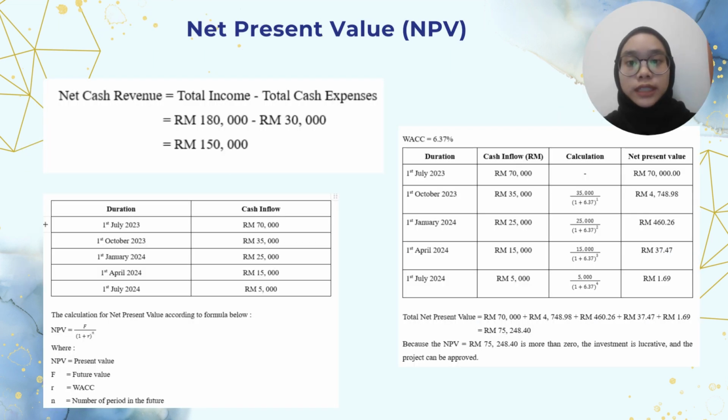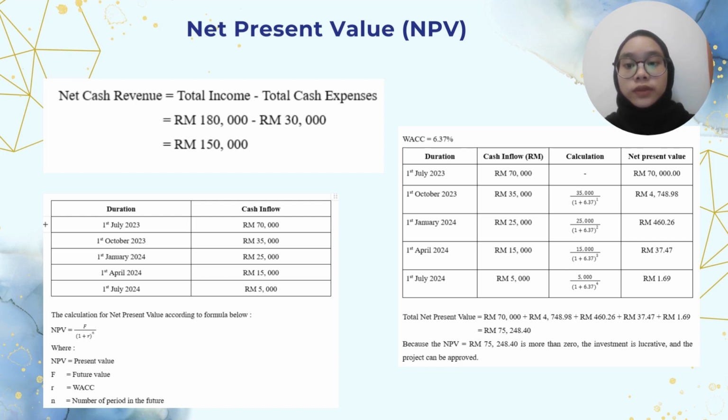After that, we have to calculate the net present value (NPV). For the formula of net cash revenue is total income minus total cash expense. For the total income of our project is 180,000 minus total cash 30,000 and we get 150,000.